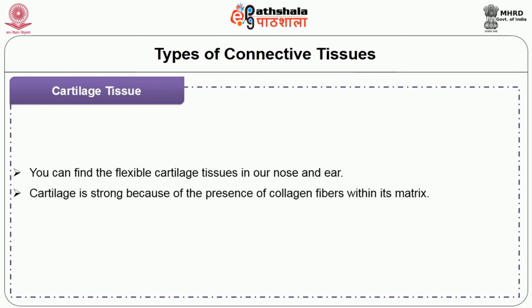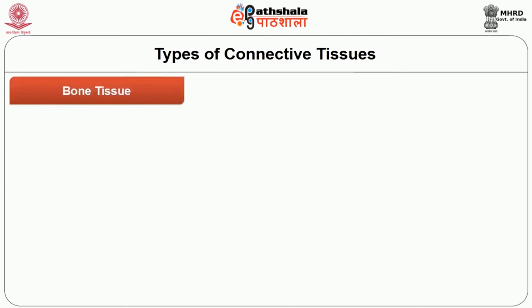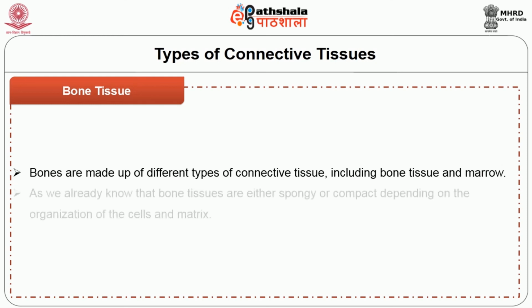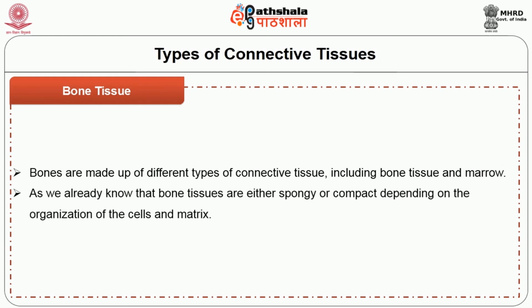Cartilage is strong because of the presence of collagen fibers within its matrix. You can also find cartilage within the skeletal system. The fourth is the bone tissue. Bones are made up of different types of connective tissue, including bone tissue and bone marrow. As we already know, bone tissues are either spongy or compact depending on the organization of the cells and then the matrix.